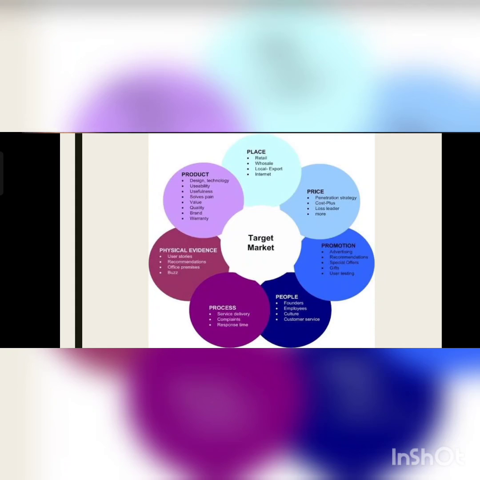Then you have the process. For instance, do you have an adequate complaint service, do you have an adequate after sales service, whether you have any delivery service or not. Then it's the physical evidence. It includes, for instance, whether you have any physical office for your business, or do you have a physical head office, or whether your company is registered or not. So these all things are part of the marketing mix.